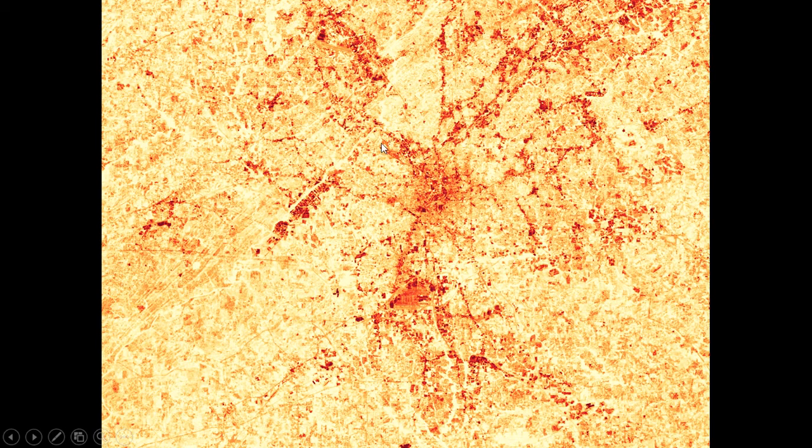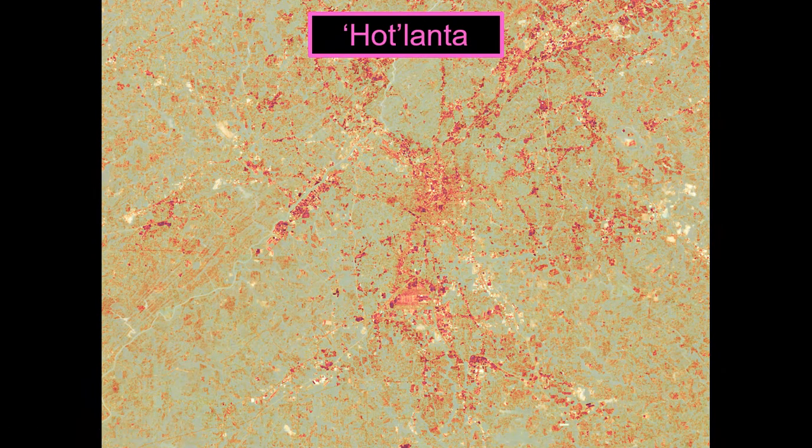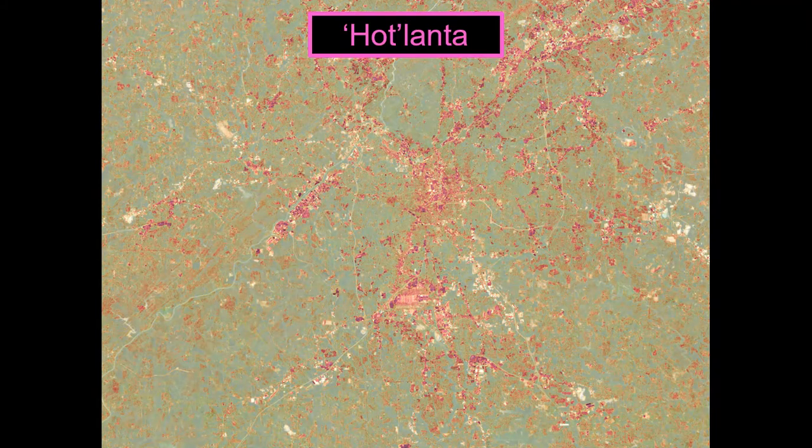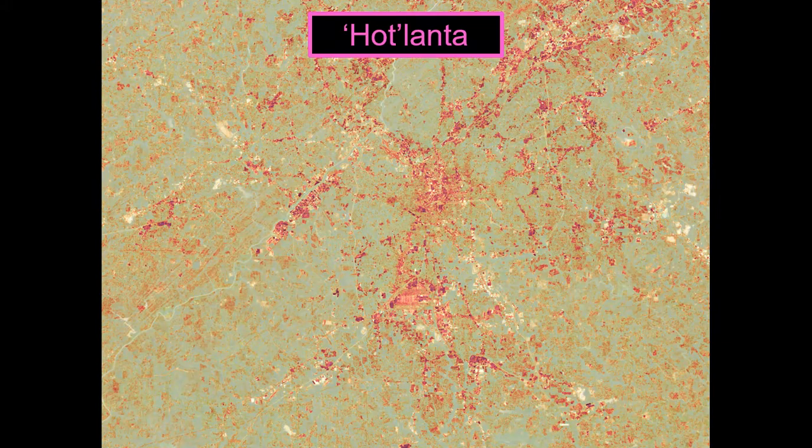One of the things about Atlanta is it's very spread out. It's got multiple downtowns, and we can see all these various hotter surfaces here in Hotlanta. It's called that for a reason. As I go back and forth, you can see that development, where we see the built environment, also relates to where we see warmer temperatures.